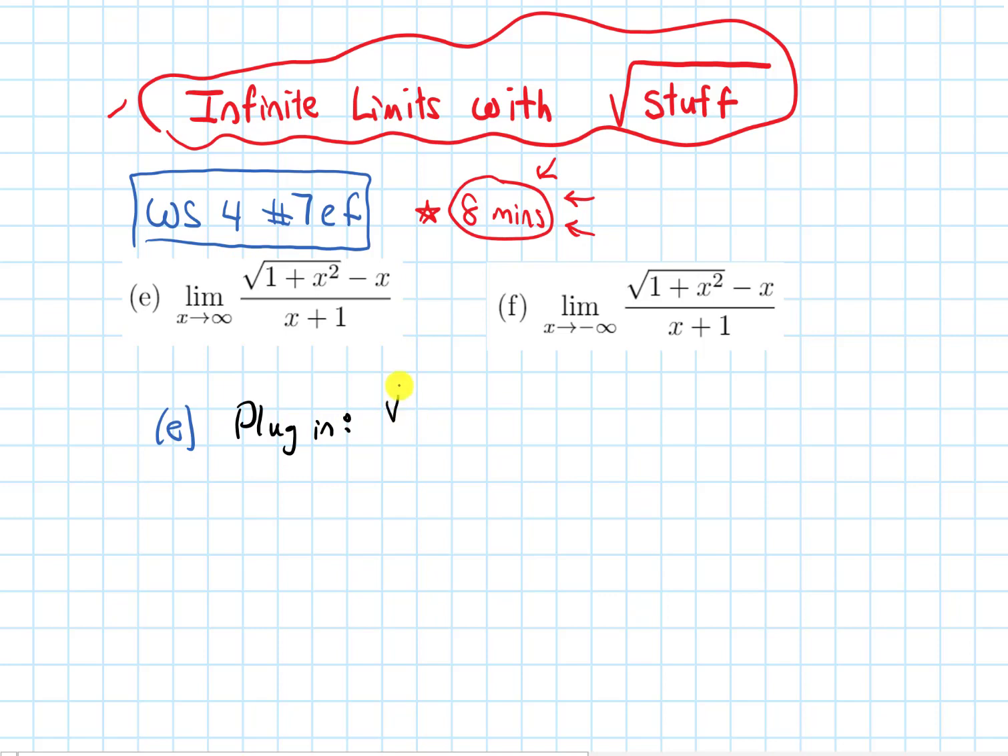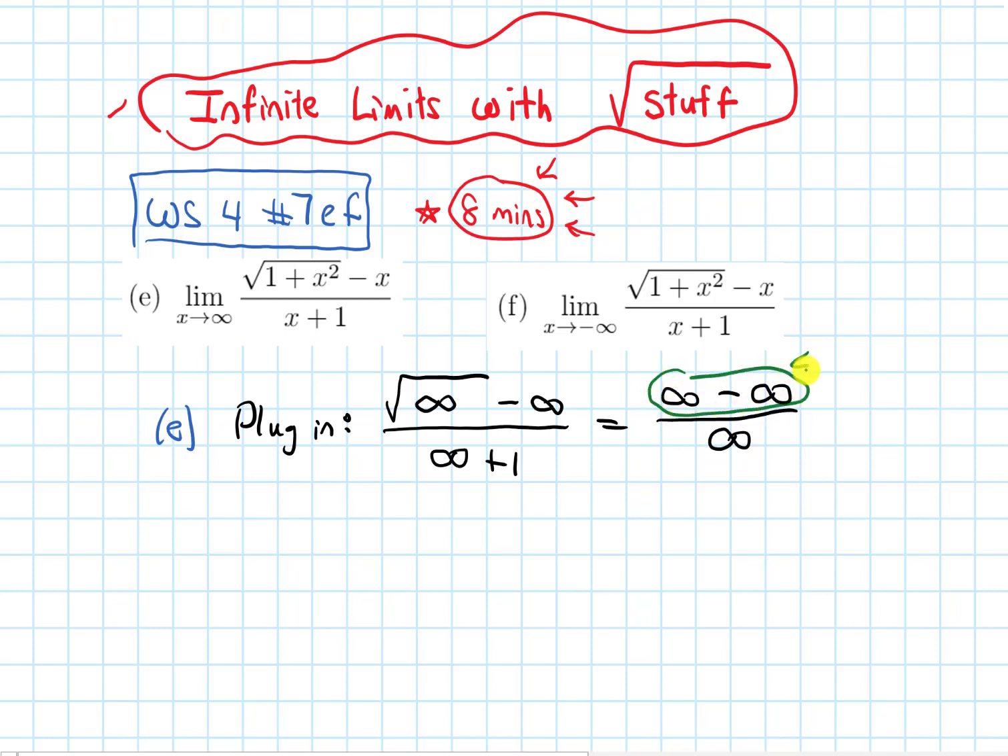If I do that, I'll get the square root of 1 plus infinity, which is the square root of infinity, which is infinity. Then I have minus infinity over, on the bottom, infinity plus 1. So the numerator is infinity minus infinity, which is an indeterminate form. As a result, I'm going to need to simplify this somehow.